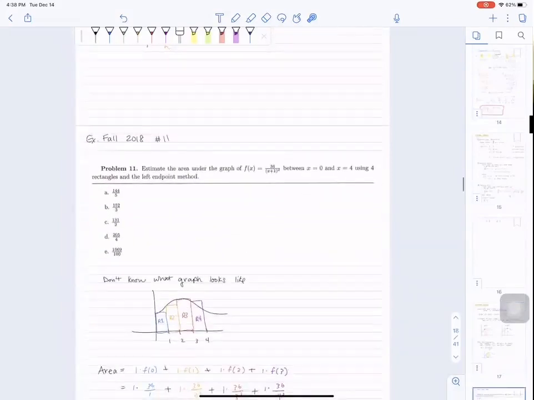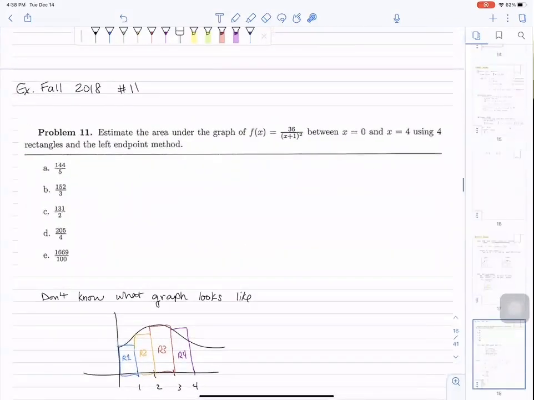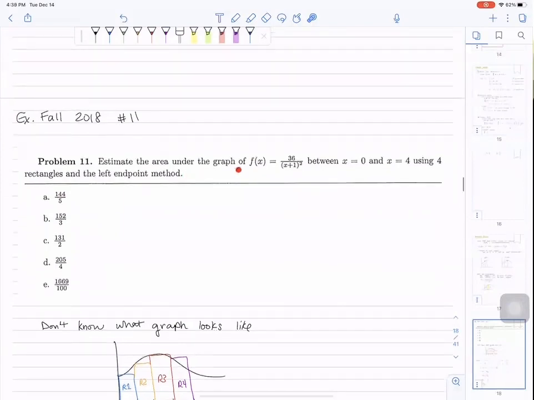So let's do an example. This was from fall 2018, number 11. It says, estimate the area under the graph of this between x equals 0 and x equals 4 using 4 rectangles and the left endpoint method. So what are the important points? We're going from 0 to 4. We want 4 rectangles, and we're doing the left Riemann sum method.